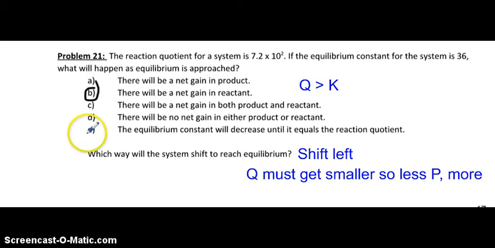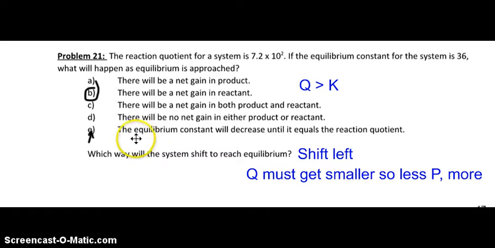Now, I just want to look real quick at letter E. Letter E is obviously wrong, but let's take a look at it anyway. It says the equilibrium constant will decrease until it equals the reaction quotient. I hope you recognize how wrong that statement really is. Will the equilibrium constant ever change? No, that's why they call it a constant. It doesn't change, not with the conditions we've set up.